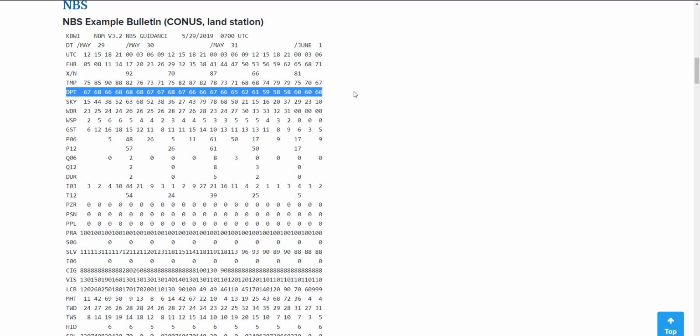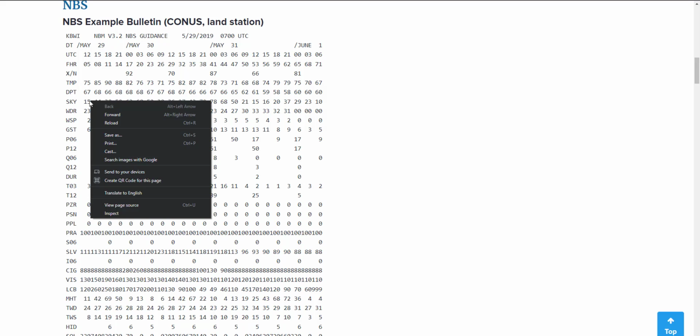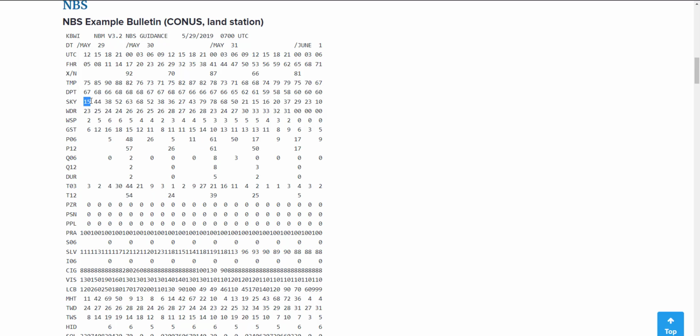Now dPT, this would be dew point temperature. These are all in degrees Fahrenheit, same thing as temperature. Now sky, this would be the percentage of sky cover in 3 hourly time chunks. So here you can see in the early morning hours at 12Z, the sky cover over Baltimore, Maryland is only 15%, but then it jumps up to 44% by 11 o'clock in the afternoon, and then it goes down a little bit to 38%, and then it looks like it jumps up a little bit to about 52%, 63%, 68%, and then it decreases from there.